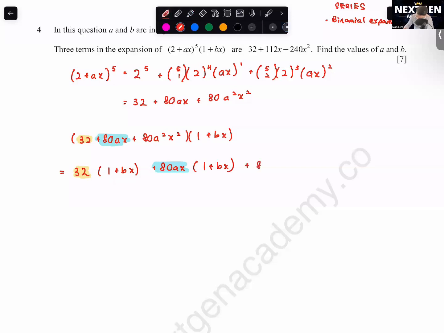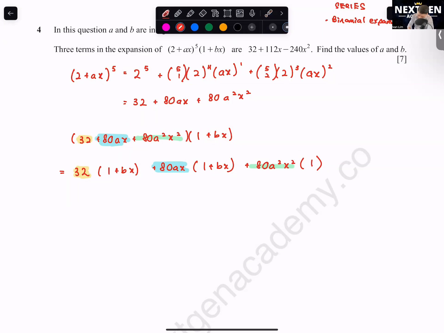Then the last one, 80a squared x squared. Okay, this one, do I need 1 plus bx? Actually, the bx, don't need. So if you understand this, actually, this one you don't even need to write it. You can just write it like that. Okay? Okay, I'm just looking at the power first, the x squared until x squared. Because x squared times x, if I put the bx, x squared times x will give me x cubed, which is what I don't want.